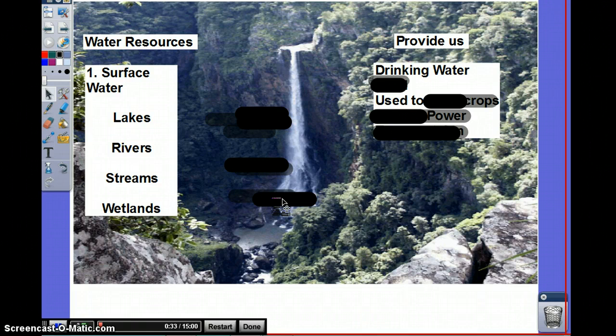These areas, mainly lakes, so if you want to underline lakes, which is where we get the majority of our water from, provides us with drinking water. What else does water provide us with besides drinking water? Water is used for what? Showers.